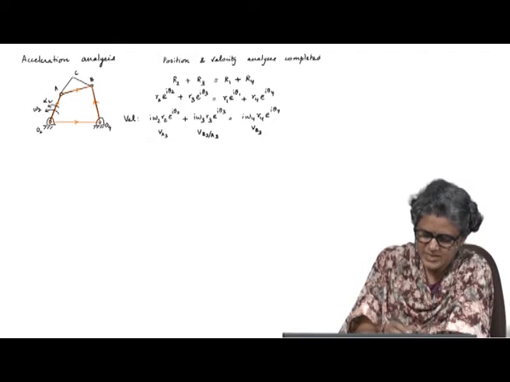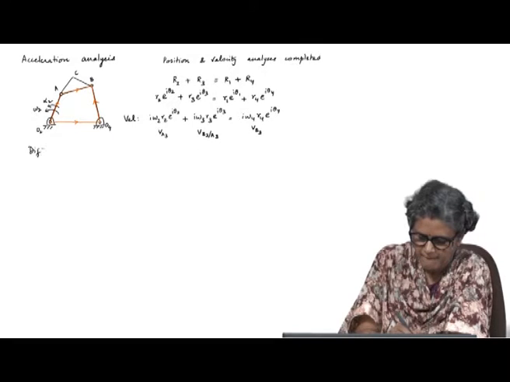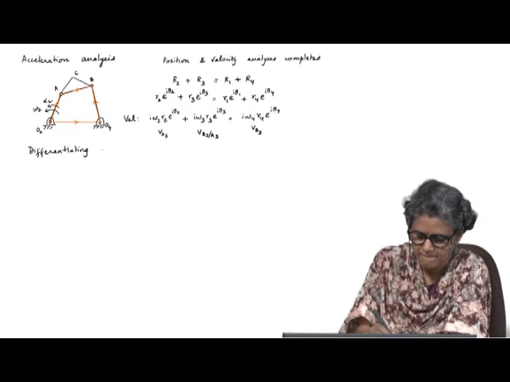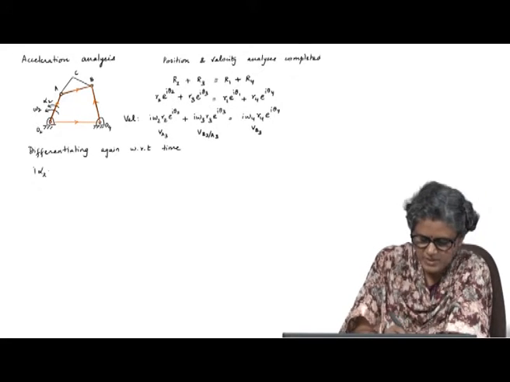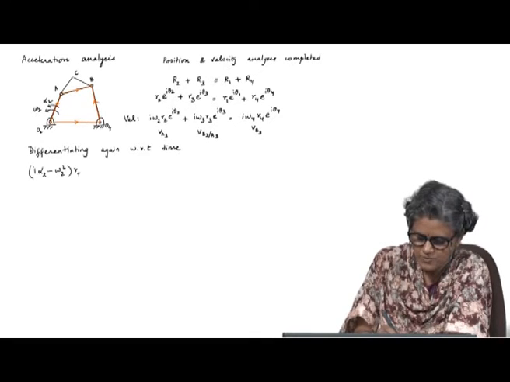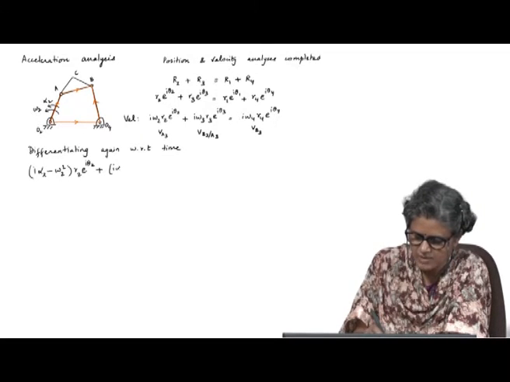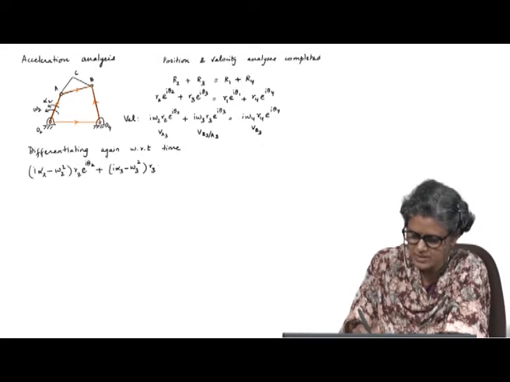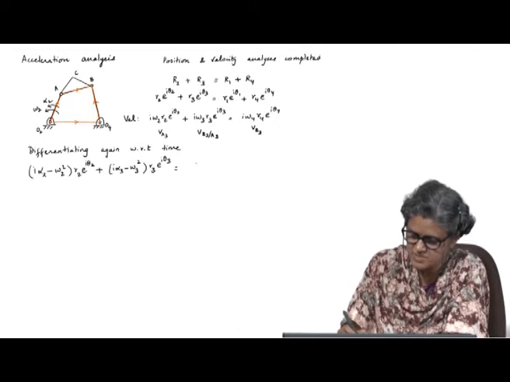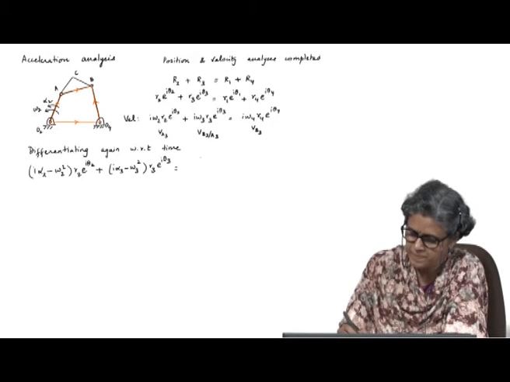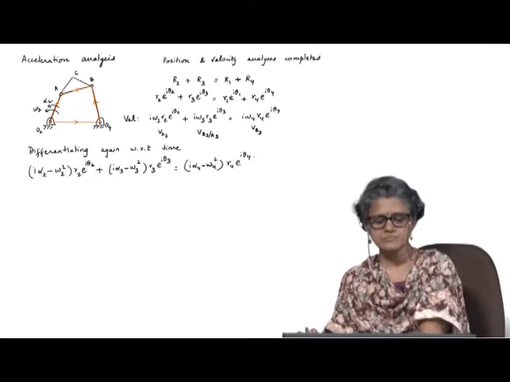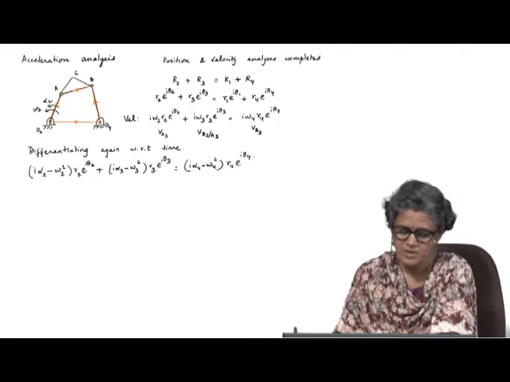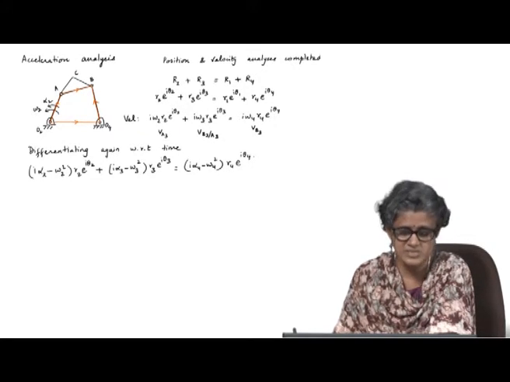We differentiate this equation again for acceleration. And we saw we get I alpha 2 minus omega 2 square R2 e power I theta 2 plus I alpha 3 minus omega 3 square R3 e power I theta 3, because if I differentiate each of these terms where alphas are basically d omega by dt, equal to I alpha 4 minus omega 4 square R4 e power I theta 4. Okay. Again 2 equations, one vector equation or 2 scalar equations.